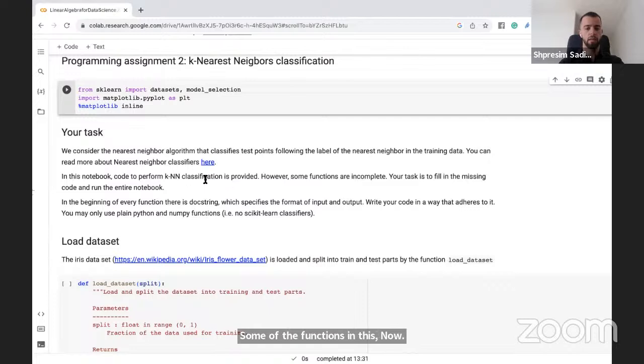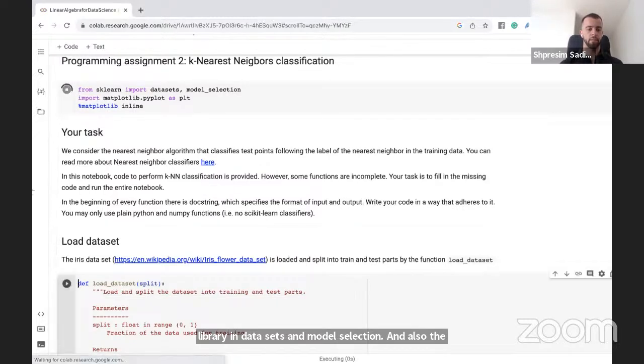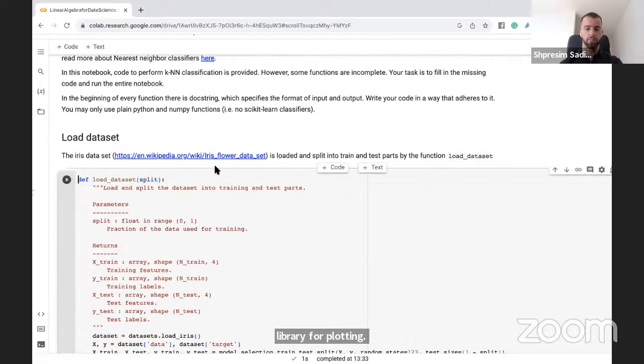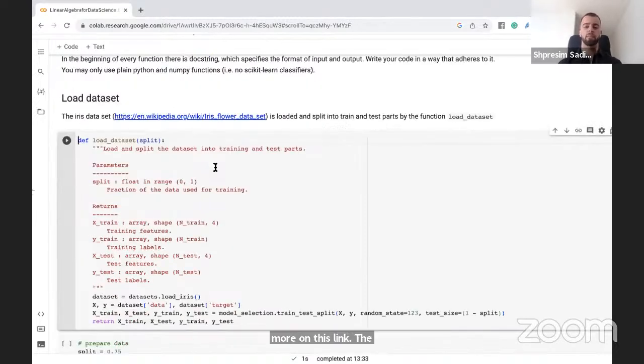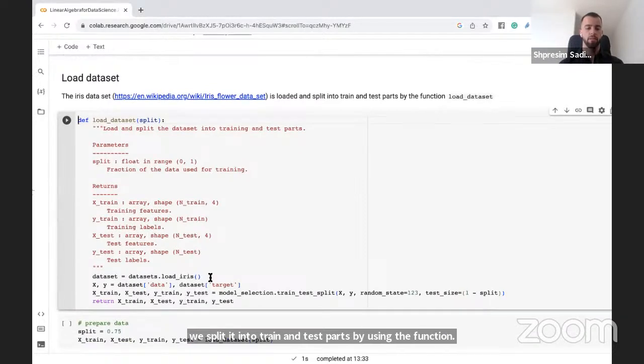We have at the beginning of every function a docstring, so we have the format of the input and the output, and we want to write the code in a way that adheres to it. All right, so we import from the sklearn library datasets and model selection, and also the matplotlib library for plotting. We also load the iris dataset, which you can read more about at this link. The first thing that we do is split it into train and test parts by using the function load_dataset. So we first load it, which contains data and the targets, we split the data into train and test parts, and then we return all of these parts together.